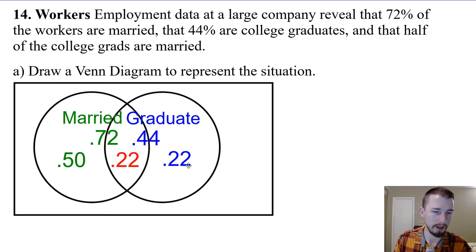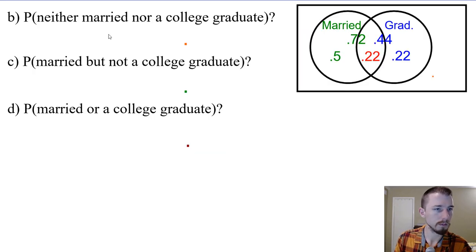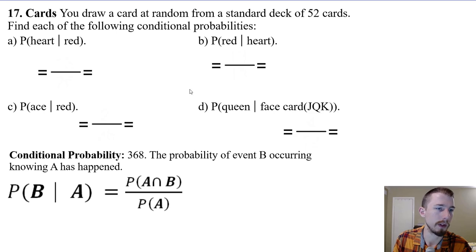We could also add these all together, which would give us 94. That would give us 6% on the outside. All right, neither married nor a college grad. So that, like I said, was 6% on the outside. Married but not a college grad would be 50%. Married or college grad, so add up all three of these together, or do one minus that, we already kind of did before, or add those two, then subtract the 22% that was overlapped. So lots of different ways, 94%.